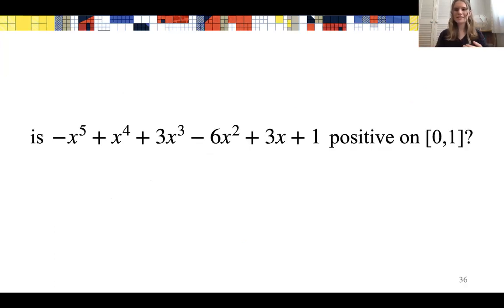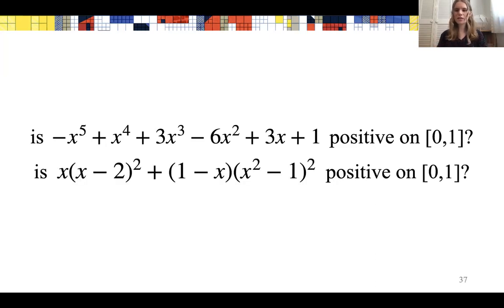Another thing we might want to ask is whether a polynomial is positive over a domain like this. And so if you look at this polynomial, it's kind of hard to tell. But in contrast, if you look at this polynomial, notice that each of the terms here that's added or multiplied together is positive on its own over that domain. And so the entire polynomial must also be positive.